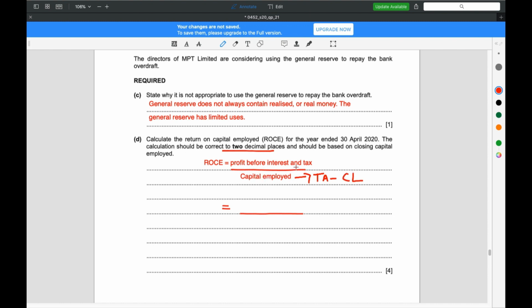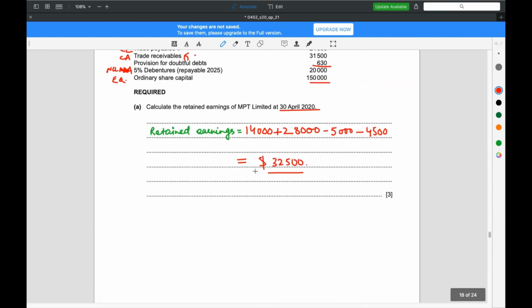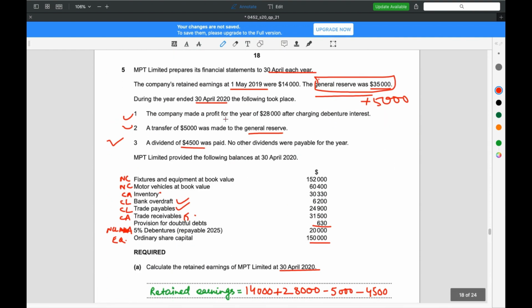The profit before interest and tax, he's given you that, but he has made a twist to it. He's actually given you $28,000, and that is after charging debenture interest. We need profit before interest, but he's given you the debentures. You can calculate the interest yourself. 5% of $20,000, that is going to be your yearly interest. 5% of $20,000 is $1,000. That is your yearly interest charge for your debenture.